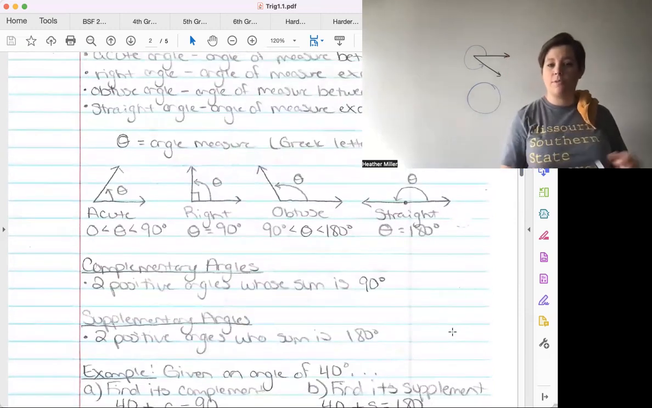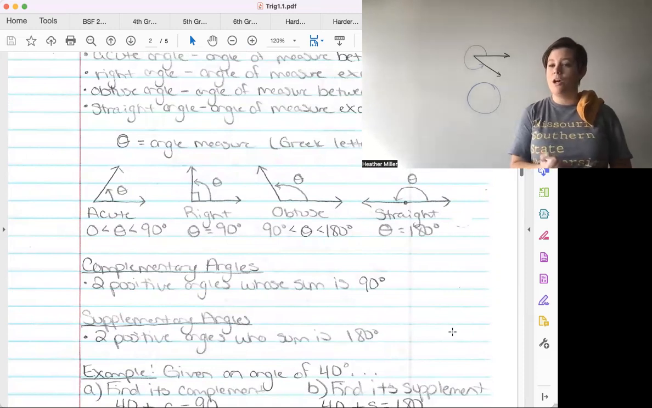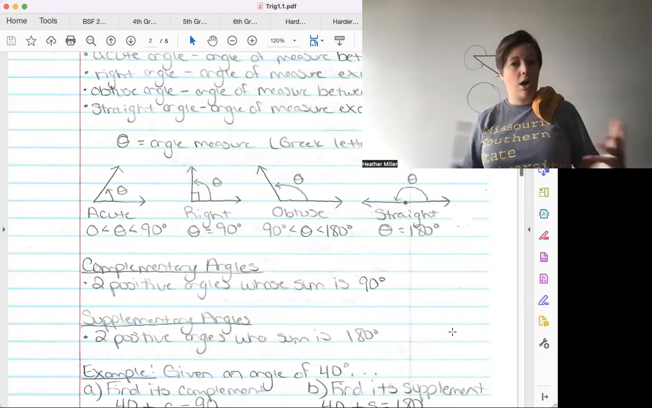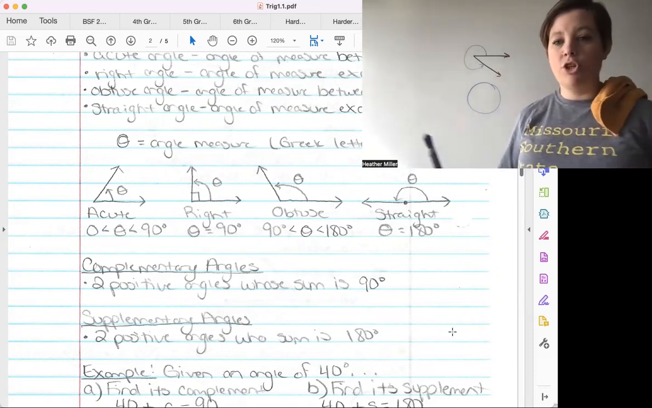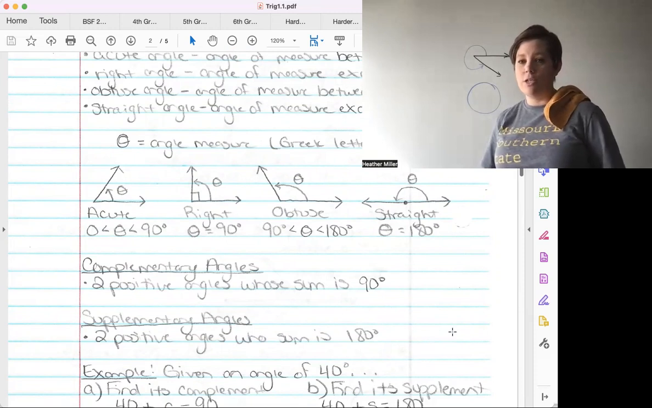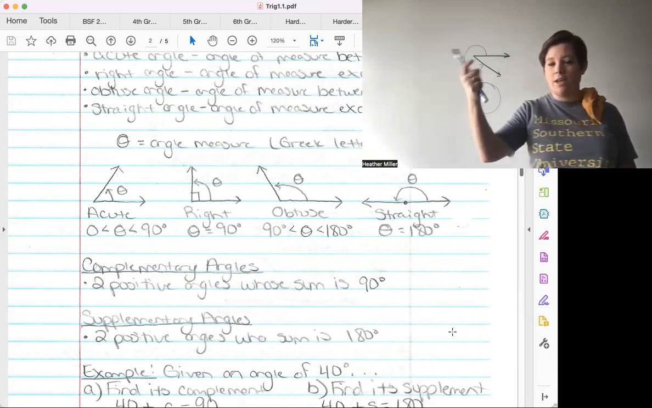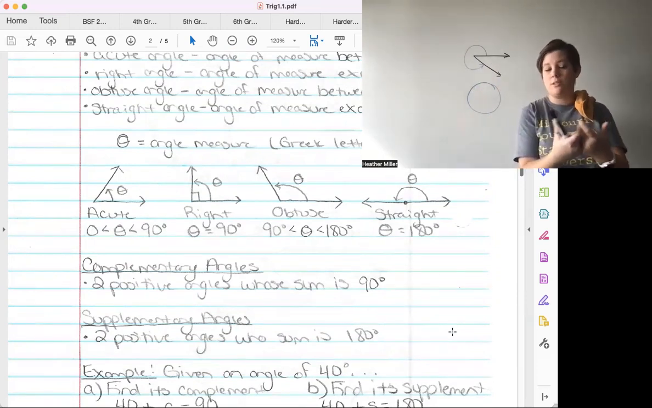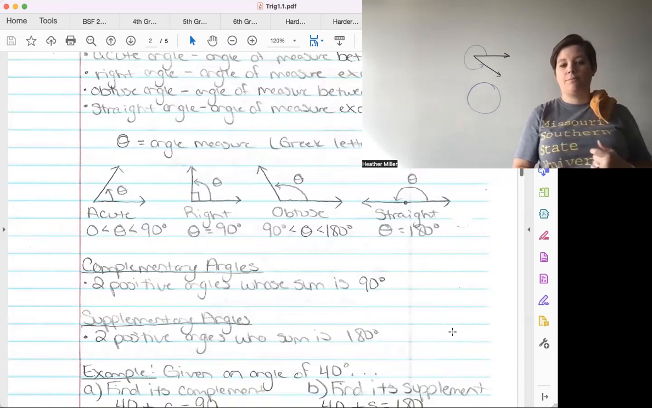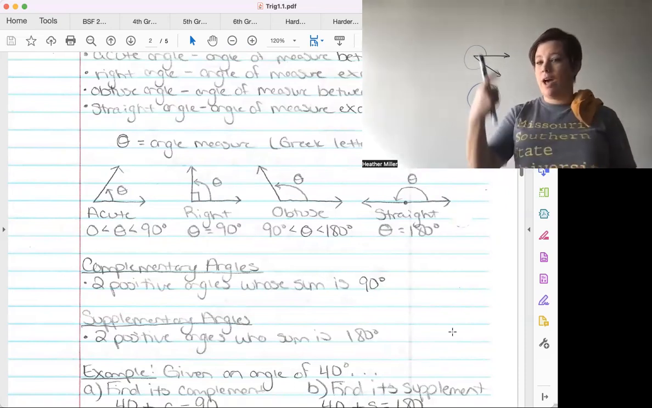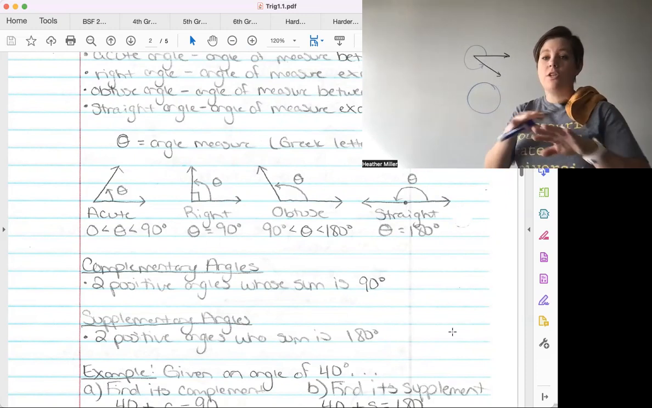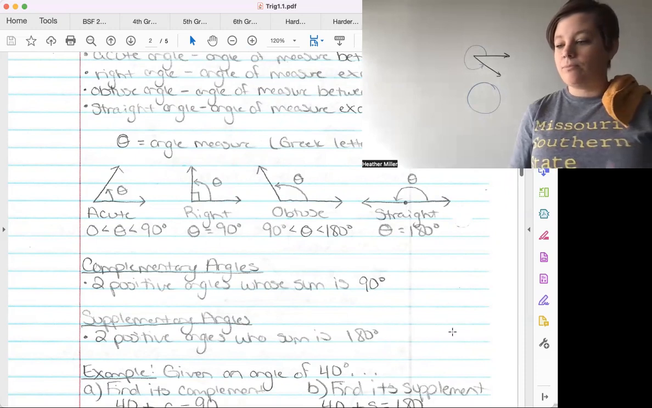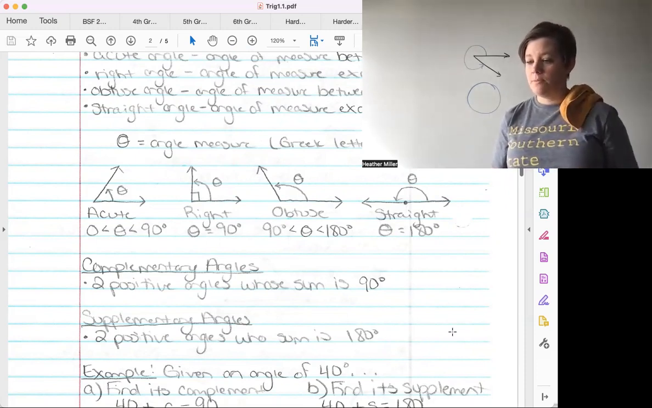There are 2 other types of angles we can talk about, but when we talk about them, we're really talking about pairs of angles. Complementary angles are when you have 2 positive angles whose sum is 90 degrees. What that means is you have an angle A and an angle B, and when you add them together, you get 90 degrees. Those are complementary. Supplementary angles are where you have angle A and you add to it angle B and you get a straight line, or a straight angle, that 180 degrees. So those are the 2 different types.